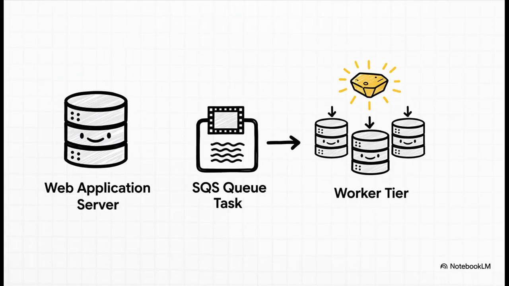And hey, for those of you studying for certifications, here's a golden nugget for you. If you see an exam question about processing long-running jobs, like transcoding a video or generating a huge report, without slowing down the main app, the answer is almost always going to be a worker tier environment hooked up to an SQS queue. Bank on it.